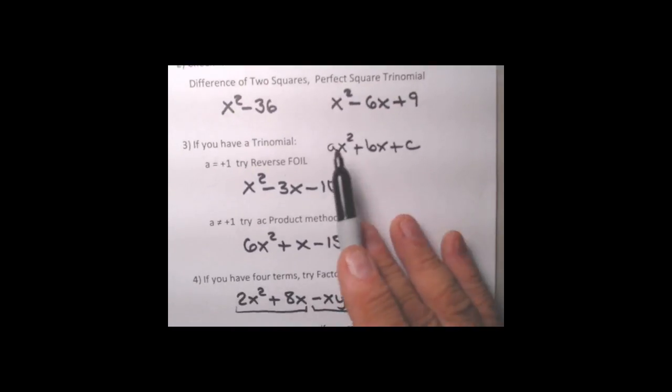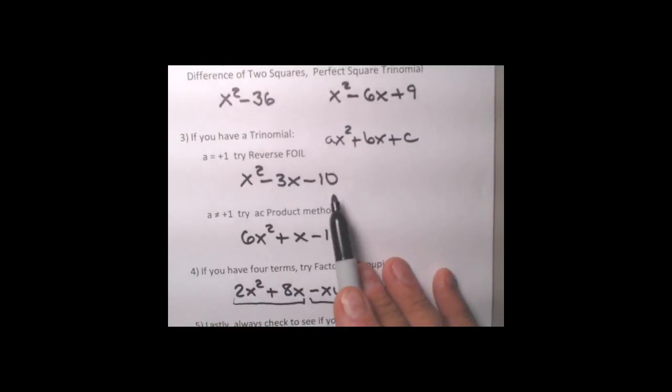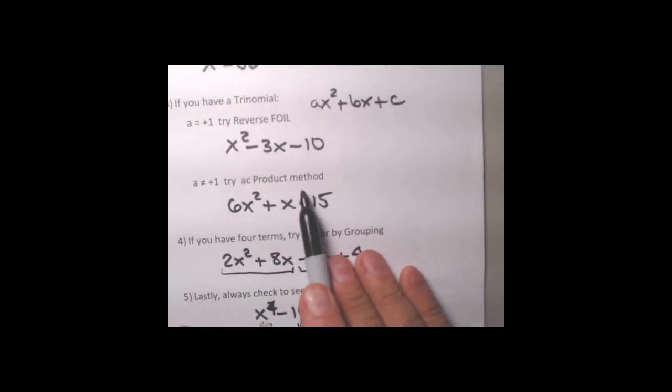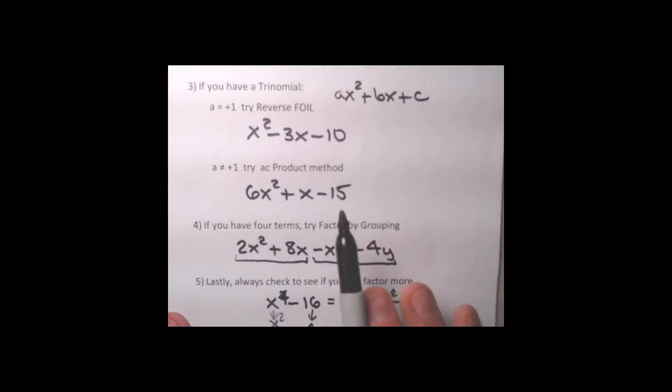Then, if it's not a shortcut and you have a trinomial, home in on the leading term. If it has a nice +1, try reverse FOIL. If it's not a nice +1, you've got to try the AC product method. If you have 4 terms, then factor by grouping. Take them 2 and 2, pull a GCF out of each and see if you can factor the thing completely. And then, of course, always be looking to see if you can factor more. So, there we are. We've learned all the factoring techniques. Now it's time to start making some use of these guys. So, here we go.